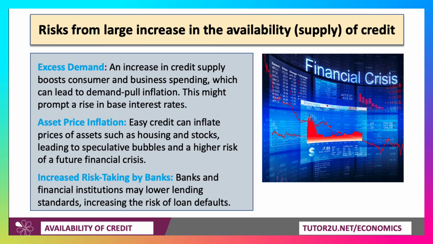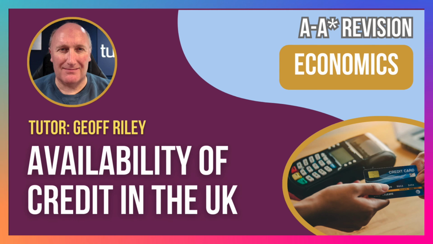But if the lenders start increasing their gearing, in other words, the ratio of debt to income, there's a risk of a financial crisis because the financial system as a whole has made too much credit available, often to higher risk customers.